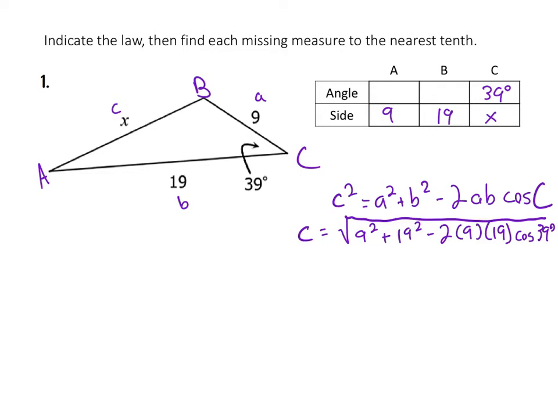I can type this into my TI-36X Pro and find the value of c. I got c is approximately, now we're rounding to the nearest tenth, 13.27. So I will write that as 13.3. And just taking a glance up at my triangle, that side being 13.3 actually does make sense. So that's a good thing.